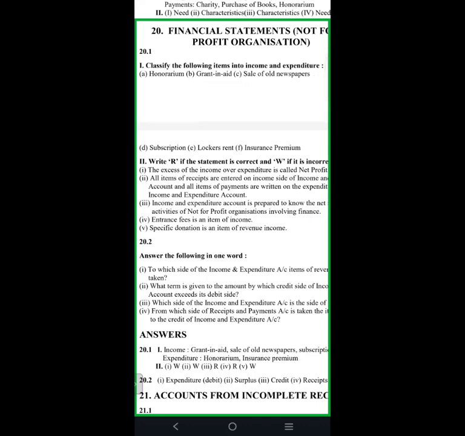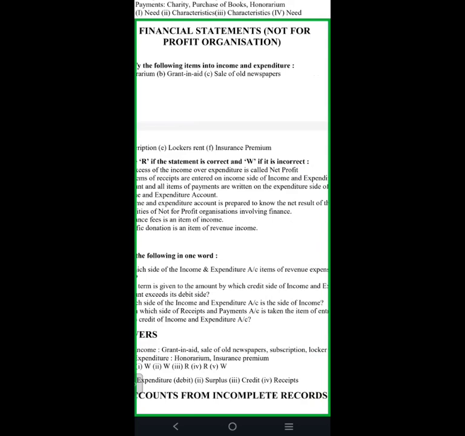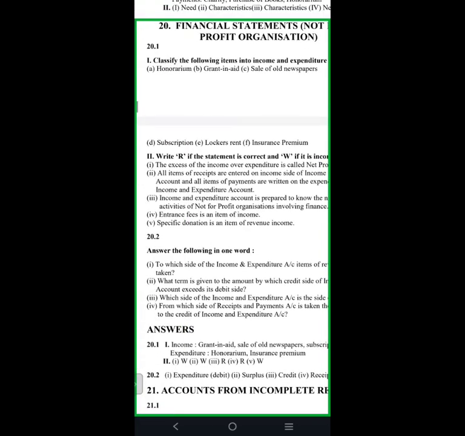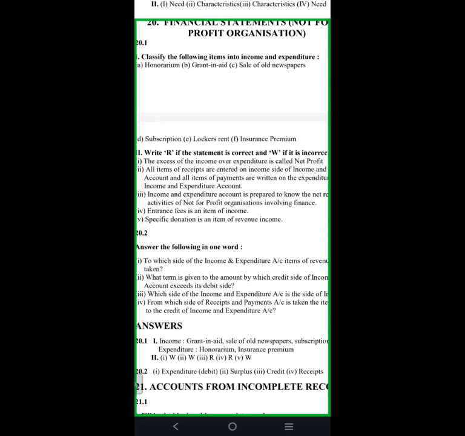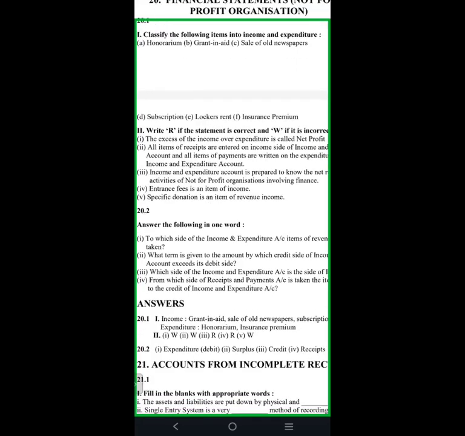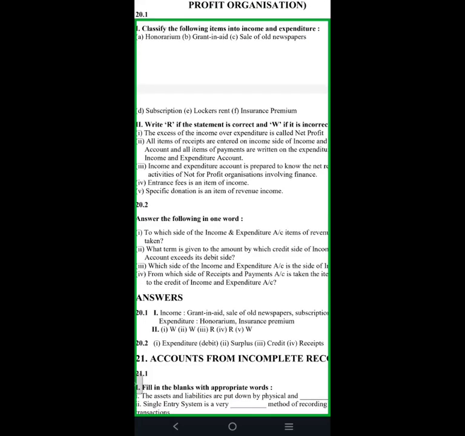That is also W. Income and expenditure account is prepared to know the net result of the activities of a not-for-profit organization involving finance. That is R. Entrance fees is an item of income. That is also R. Specific donation is an item of revenue income. That is W.